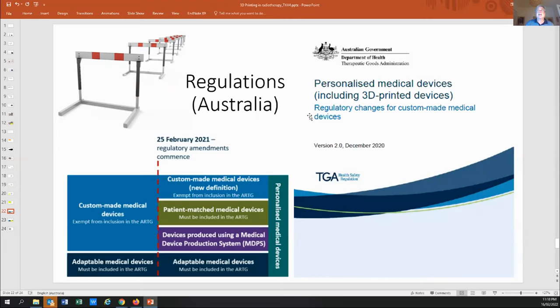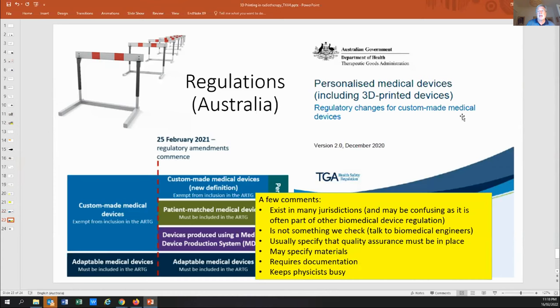And the Australian government has put that into personalised medical devices. Lots of biomedical equipment is there. And so people don't miss it, they actually put underneath it, including 3D printing printed devices overall.